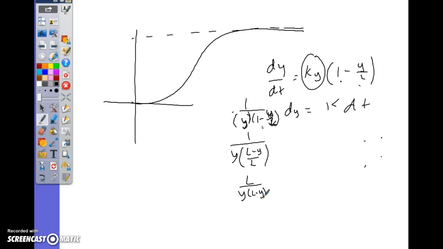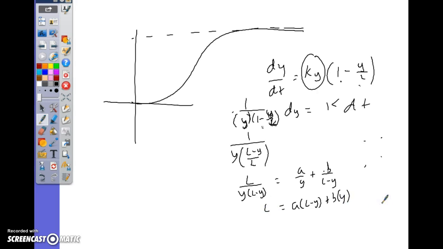Because we're breaking it into partial fractions, aren't we? Yeah. What if we break this into partial fractions? Let's do it. Let's see if it works. Okay, so I've got this, and so then I would rewrite this as A over y plus B over L minus y, correct? Yeah. That gives me A times (L minus y) plus B times y, right? Equals L.